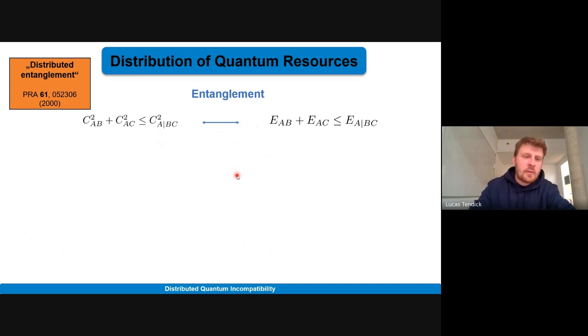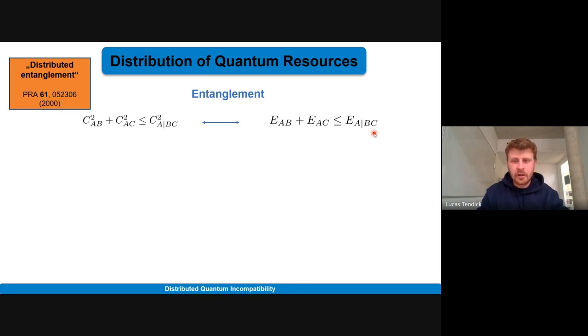There's this very famous result by Coffman, Kundu, and Wootters, almost 25 years ago, which shows us that entanglement is sort of monogamous. Here on the left side, this would be the concurrence, but more generally, if we have a state that's highly entangled between A and B, then A and C cannot be highly entangled, because it's upper bounded by the entanglement of A with the bipartition B and C. In particular, if we have a maximally entangled state between A and B, Charlie cannot be entangled at all with the state.